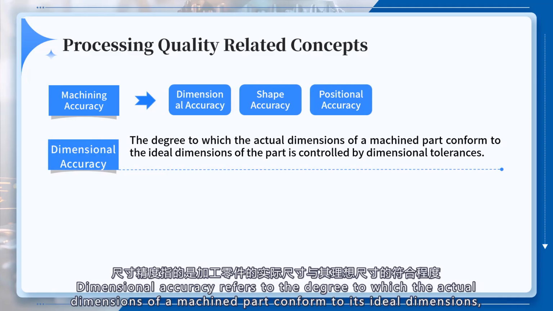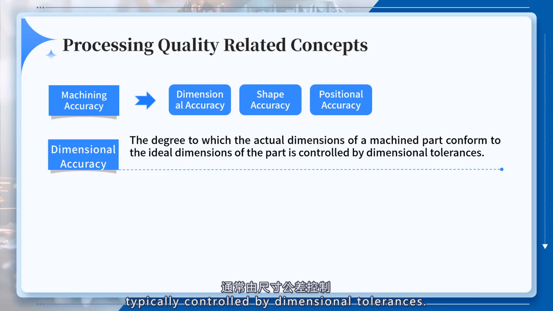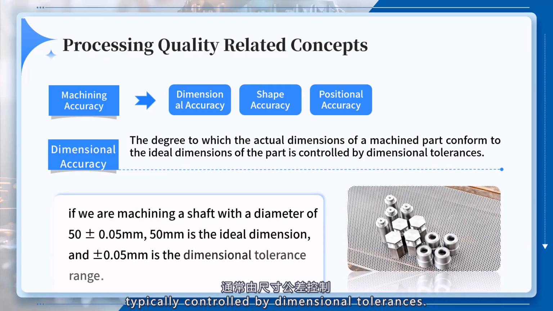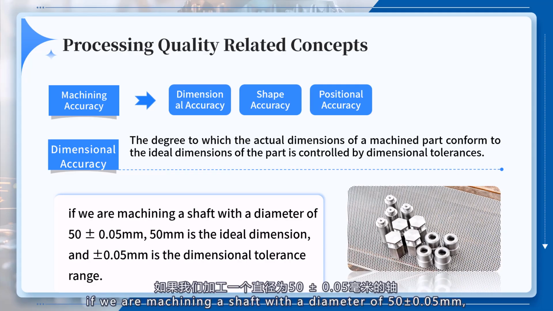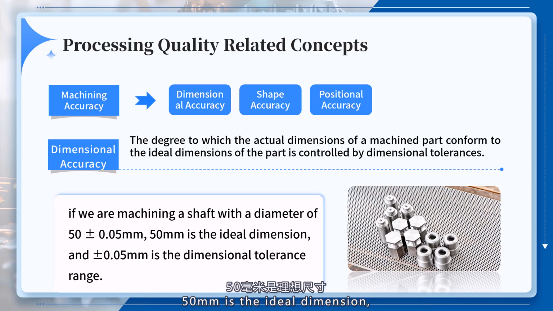Dimensional accuracy refers to the degree to which the actual dimensions of a machined part conform to its ideal dimensions, typically controlled by dimensional tolerances. For example, if we are machining a shaft with a diameter of 50 ± 0.05 mm, 50 mm is the ideal dimension, and ±0.05 mm is the dimensional tolerance range.